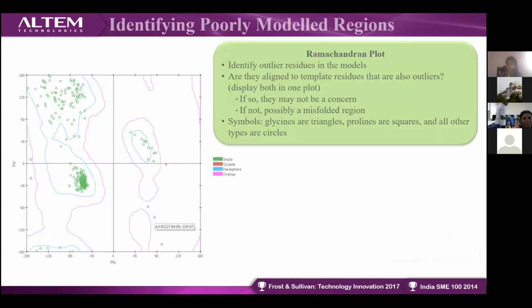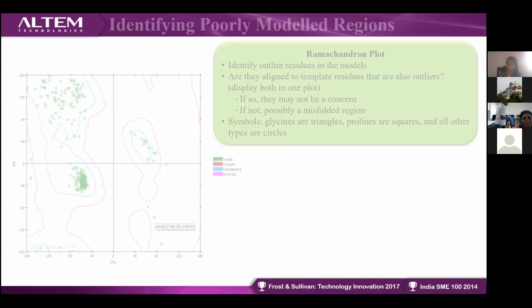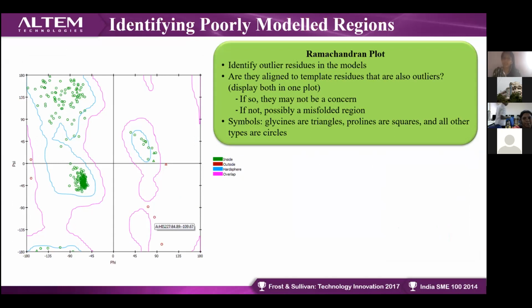So coming to identifying the poorly modeled regions. How will you identify them from the Ramachandran plot result? You will identify the outlier residues in the model, and you need to align it based on the template and also based on the display in one plot. If so, they might not be a concern, and if not, possibly a misfolded region occurs.